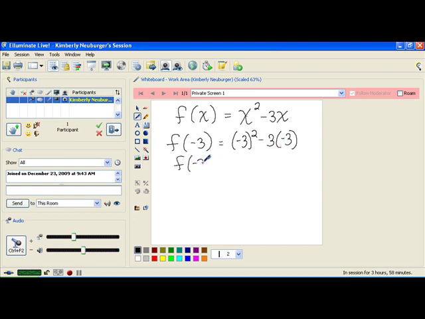So now, if we square negative 3, that's negative 3 times negative 3, which is a positive 9. Then multiplying this, you have negative 3 times negative 3, which is positive 9. And when you combine those, the value for f of negative 3 is 18. If we were going to be plotting this on a coordinate plane, that would correspond to the point negative 3, 18.